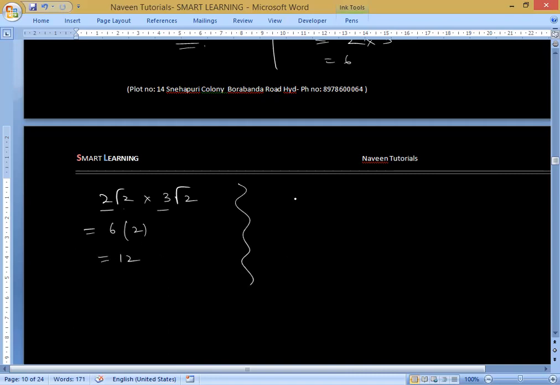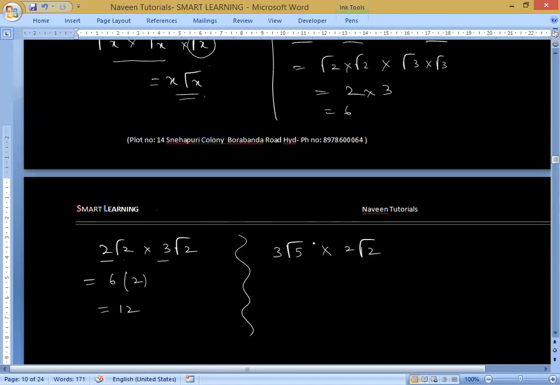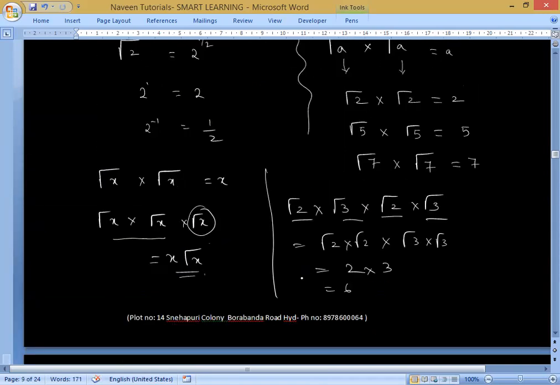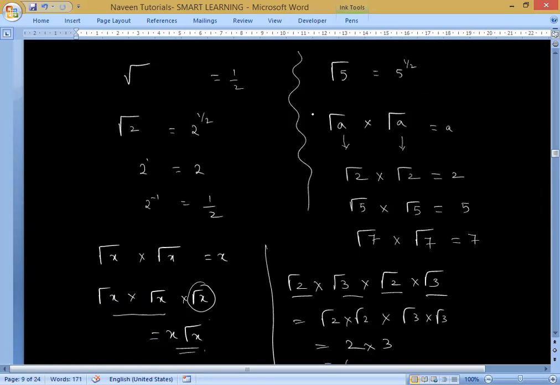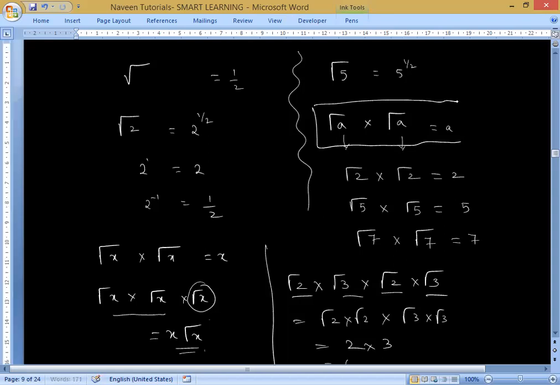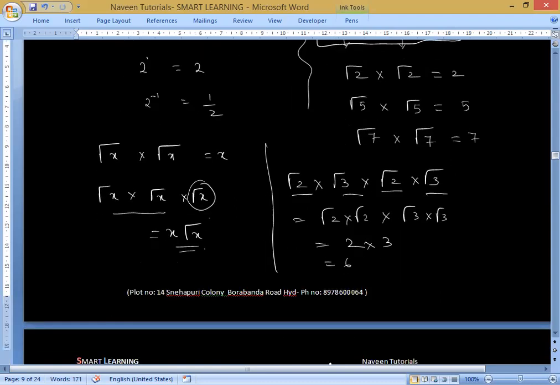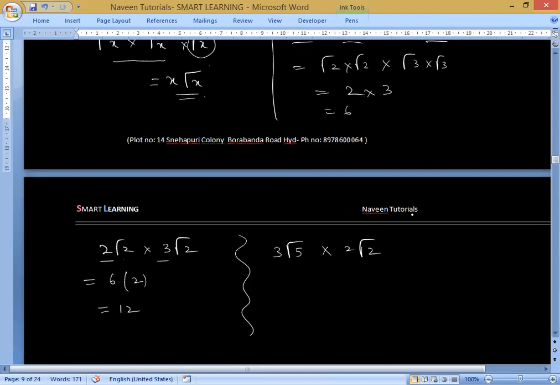For example, if the question is root 5, 3 root 5 into 2 root 2. In the beginning, the formula I said is: root a into root a is a. But we don't have that here, like root 5 with root 5. The root 5 is there, and here 2 is there. The numbers are different.